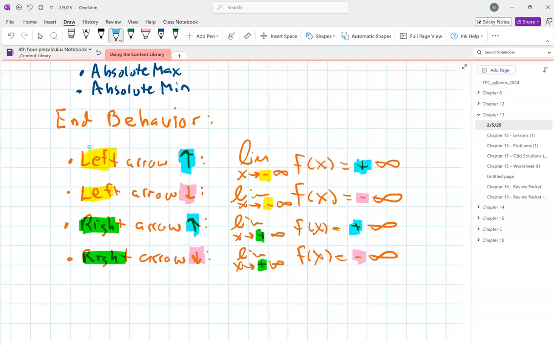Is that okay? Did you use that notation last year or no? Yeah? Excellent. All right.